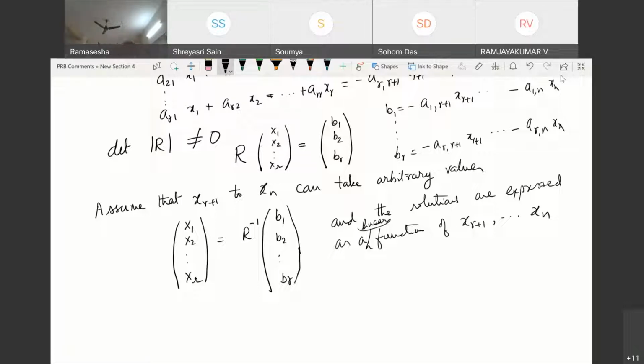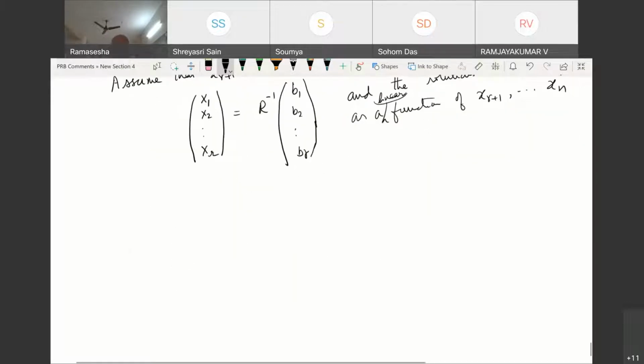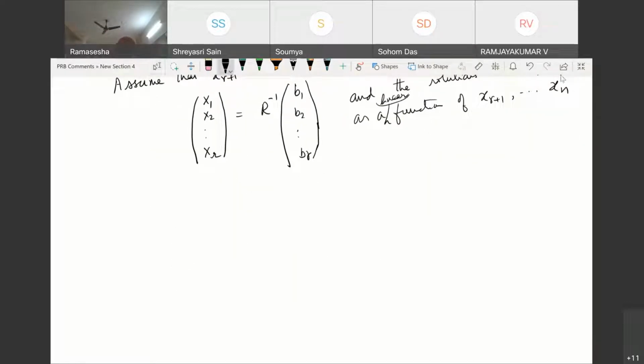I can proceed. Now I've got the solution, but I want to show whether the solution, actually it's a whole bunch of solutions anyways. Does the solution x1, x2, xr satisfy the other m minus r equations?